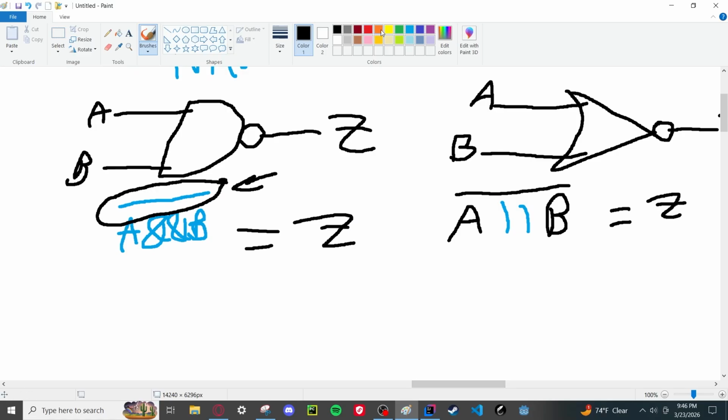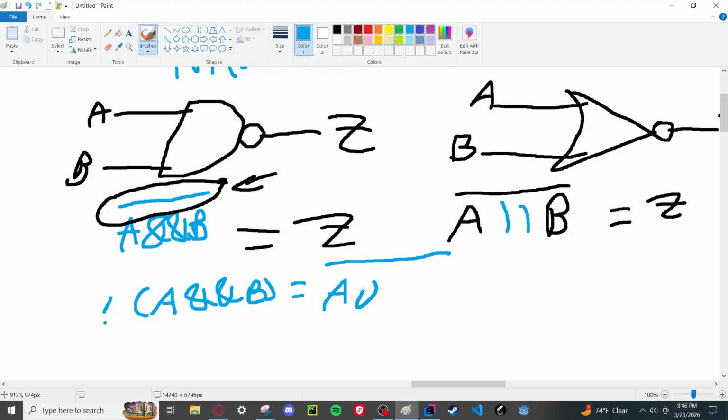This is the same thing as me writing, for instance, which is probably more familiar to what you'd be used to. This is the same thing. Putting this little bar over it just means you're notting the whole thing.